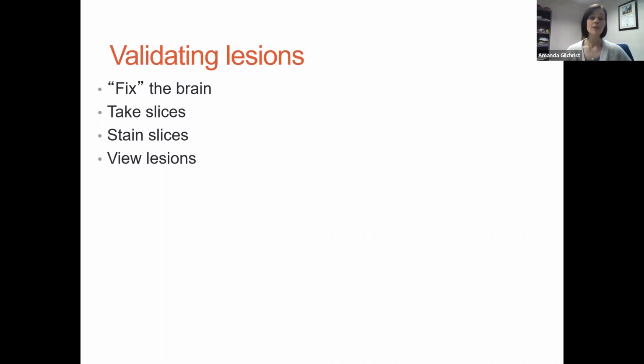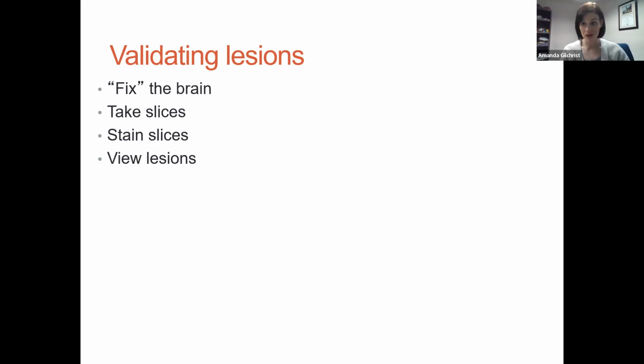And then finally, you're going to view these under a microscope to determine the exact location of the lesion as well as its size. And then you would basically not include the results of any animals whose lesions were too far off from the rest of the group.